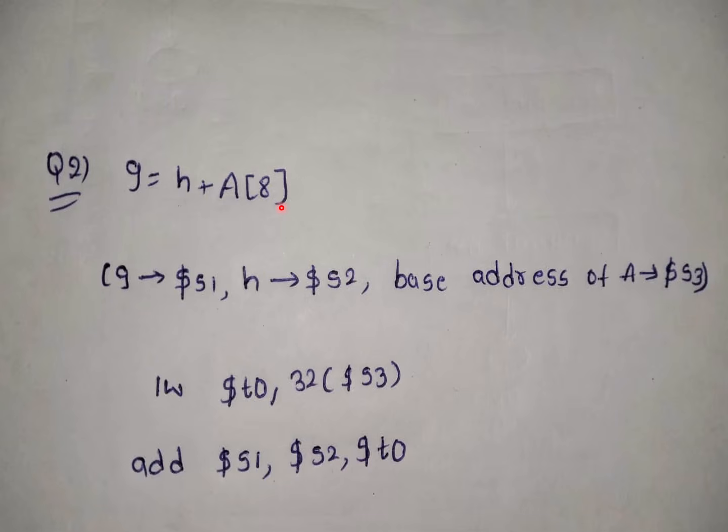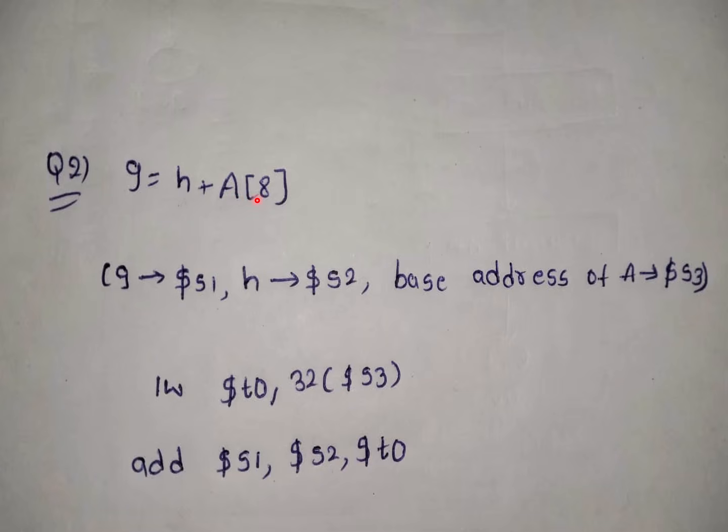Whenever you have an array, first you have to calculate this part. After calculating that, you are adding. So what is meant by LW here? It is nothing but load word. It is a 32-bit value, like one word equal to 4 bytes, right? So here 8 into 4 is 32, as we have already told.